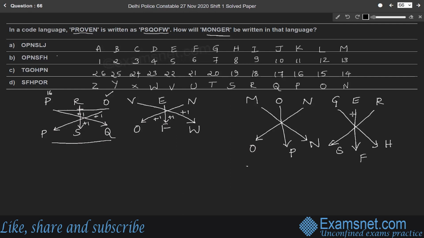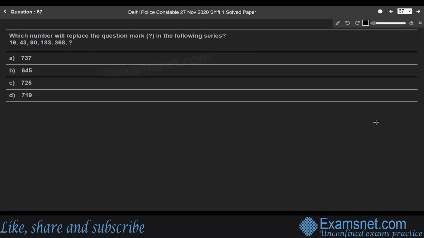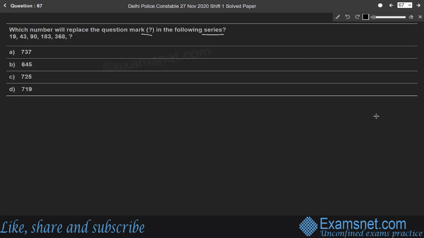OPNSFH. Therefore, option B is the right answer. Question 67. Which number will replace the question mark in the following series? 19, 43, 90, 183, 368. So we have to find the next number. So the first number is 19 here.